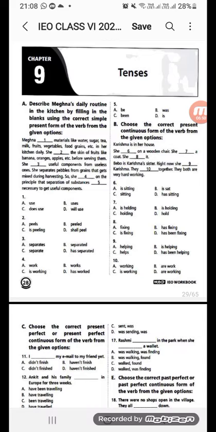Now, will and shall. The words will and shall are used with verbs in the future tense. Earlier, shall was used with I and we.